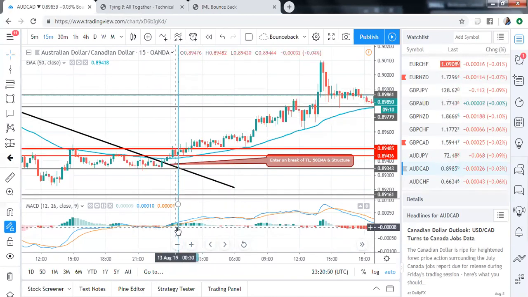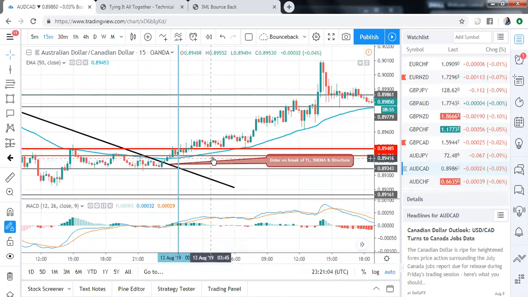Can everybody see this line? If you can see this line up, type me in the chat box.